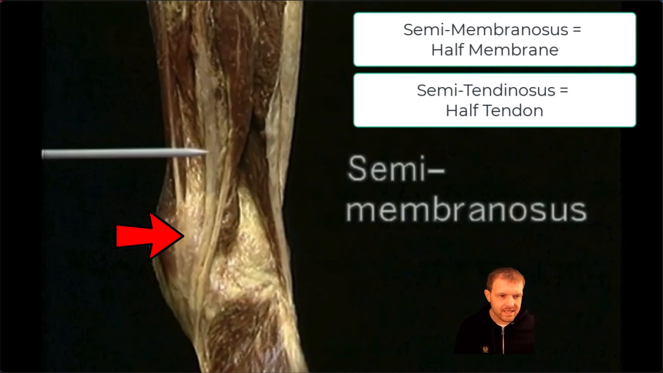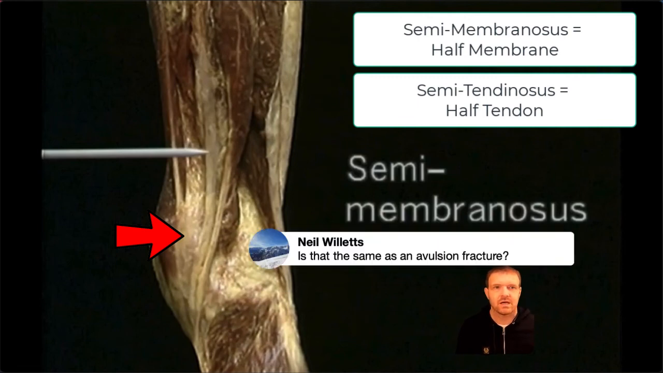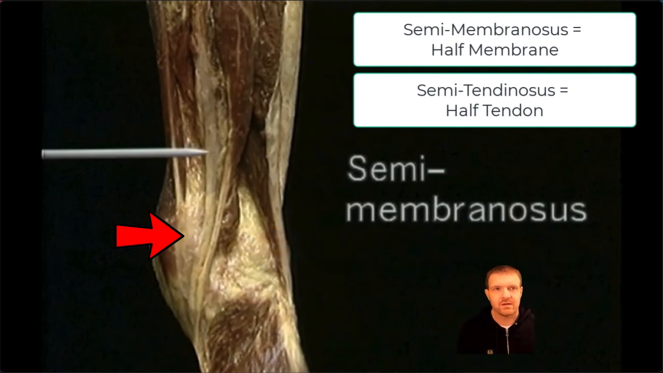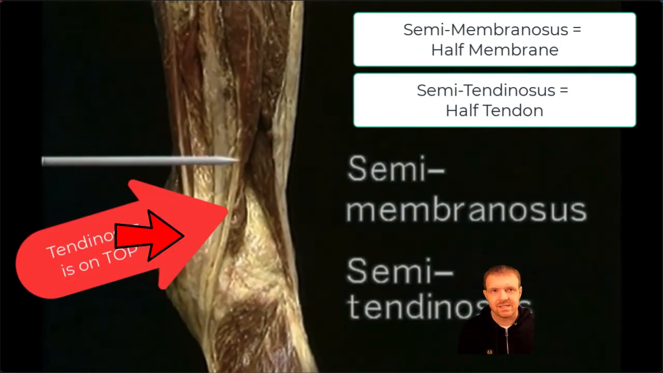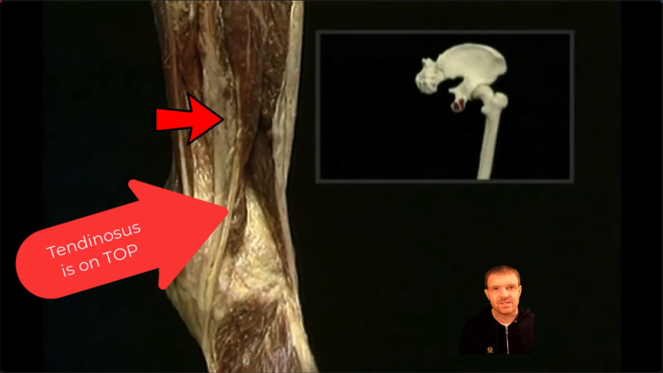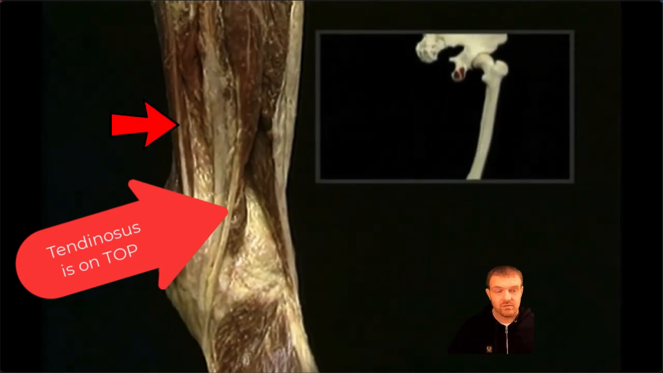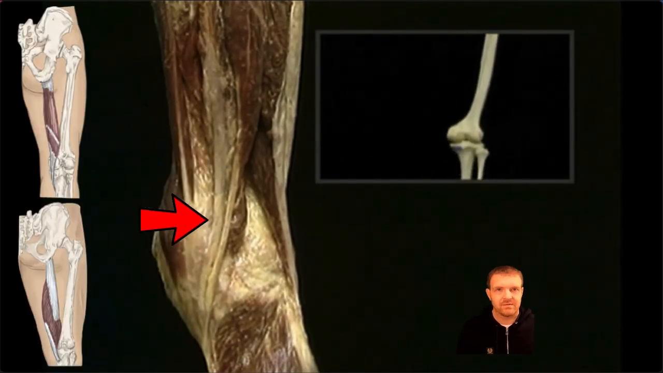Neil has said, is that the same as an avulsion fracture? Yep, that's exactly it. So where the tendon has come away from the bone, that's called an avulsion. Yeah, good, brilliant. So semimembranosus, semitendinosus. So semitendinosus is on top. That's the one that you can feel really prominently on the inside of your leg.